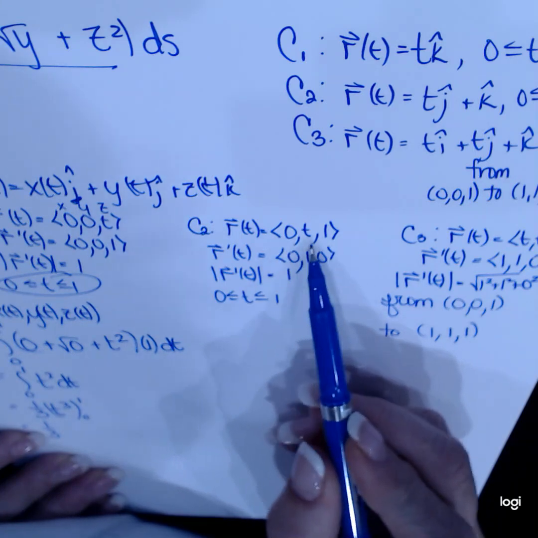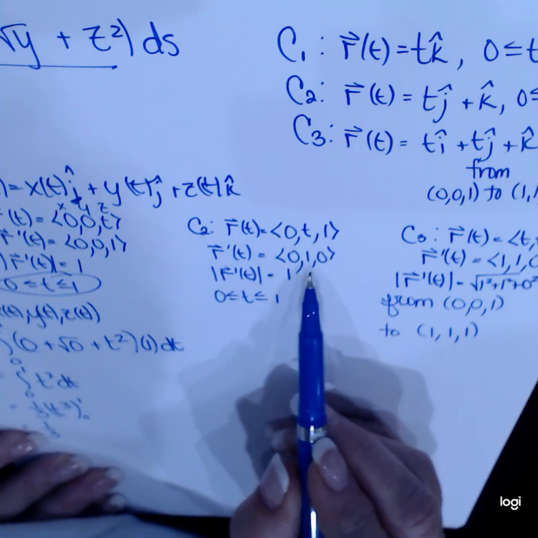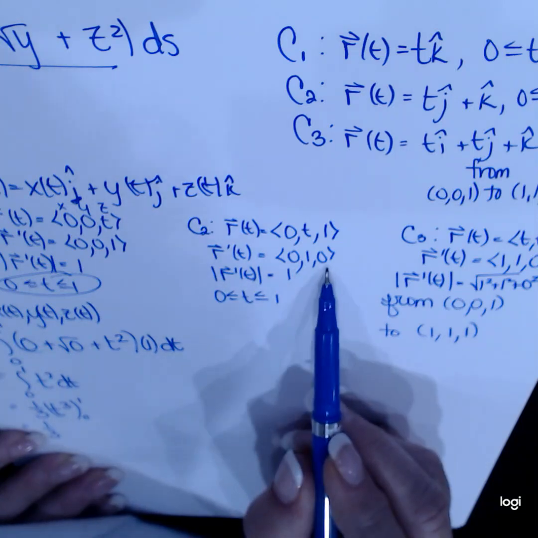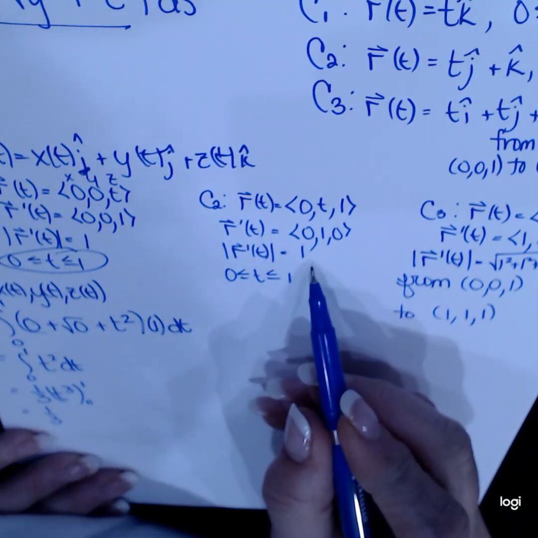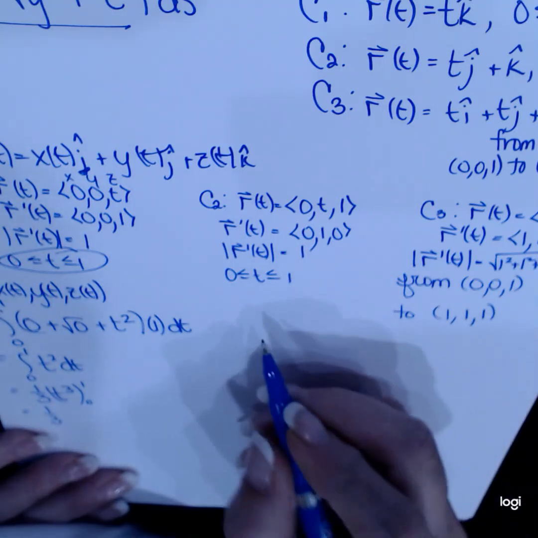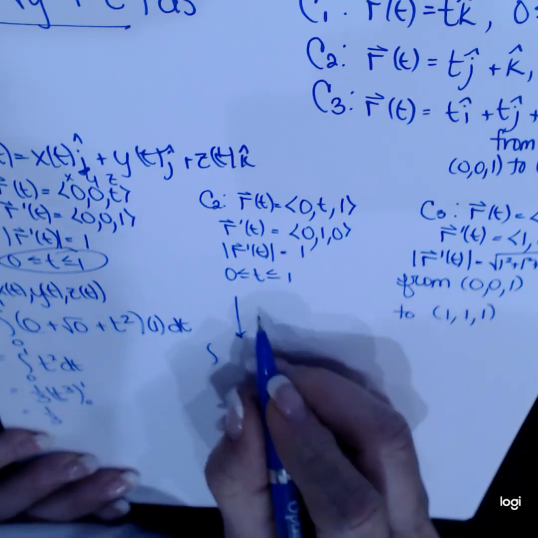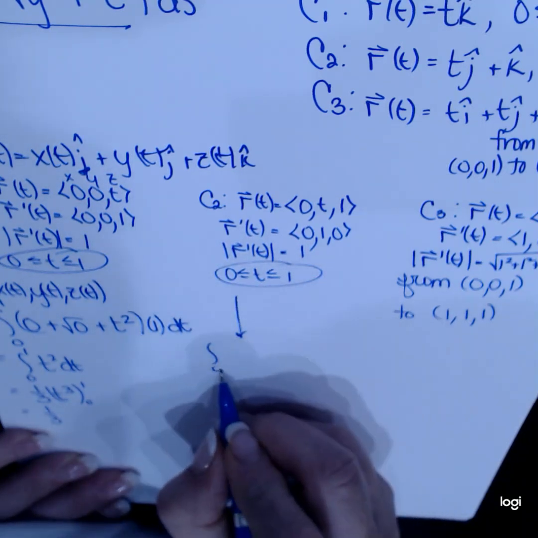And so in component form, that has components 0, t, and 1. When I take the derivative of each of the components, I get my derivative vector here, and then looking at its magnitude again, which is the square root of each of the components squared, I simply get 1. So this integral is then going to be the integral with bounds on t from 0 to 1.